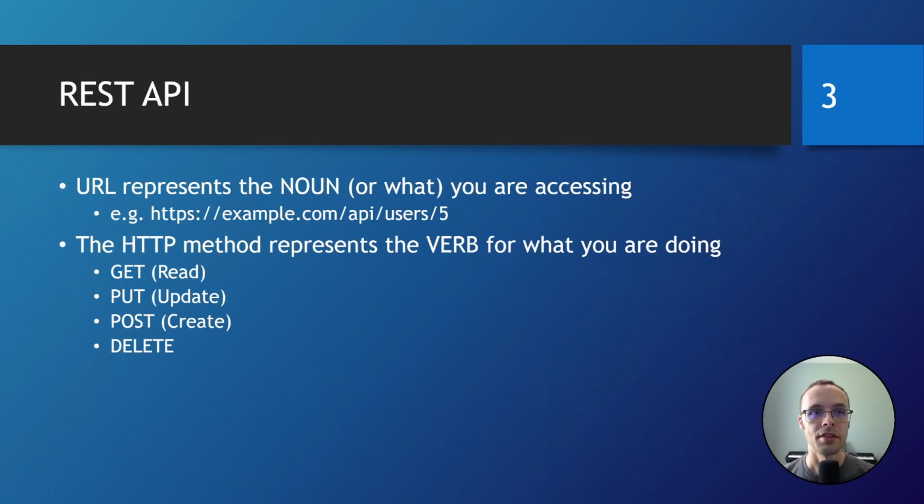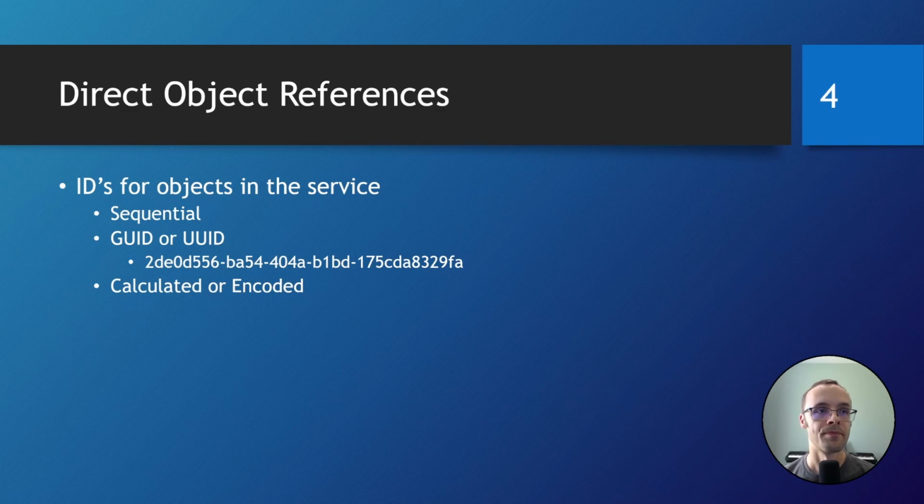HTTP methods represent the verb for what we're doing. So a GET typically represents we are reading data from the server. PUT is whenever we make an update. POST for creating things. And there's also DELETE. There are other HTTP methods, but these are the most common.